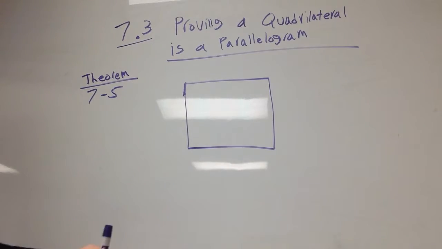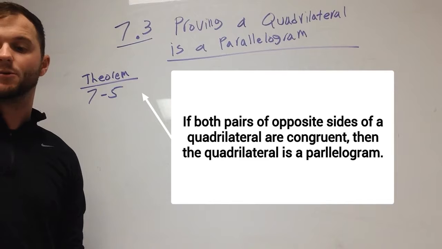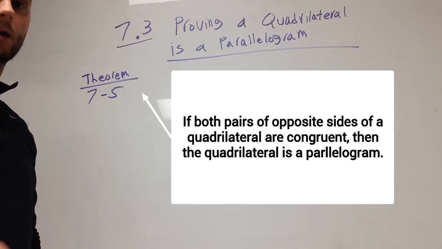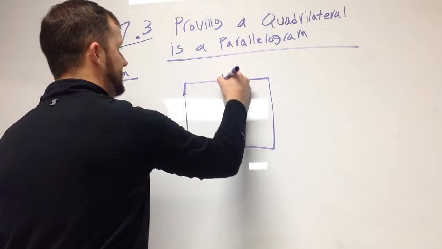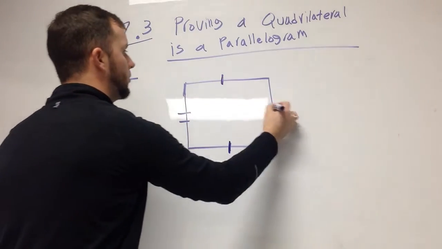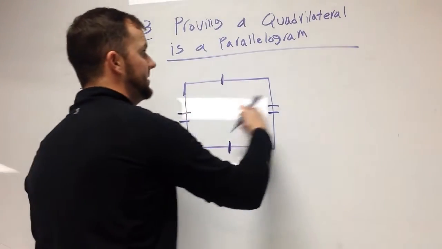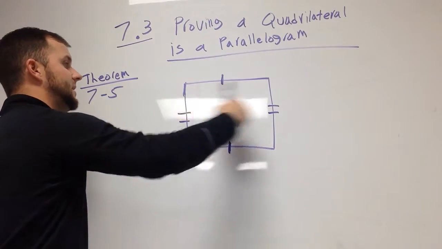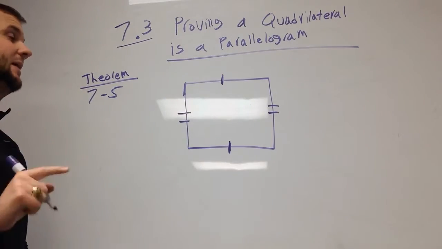So the first one we're going to look at is theorem 7-5, which states, if both pairs of opposite sides of a quadrilateral are congruent, then the quadrilateral is a parallelogram. So basically, if you have a quadrilateral here, and the opposite sides are congruent to each other, then automatically that tells me, boom, this is indeed a parallelogram. So again, if opposite sides of your quadrilateral are congruent to each other, then that proves it is a parallelogram.